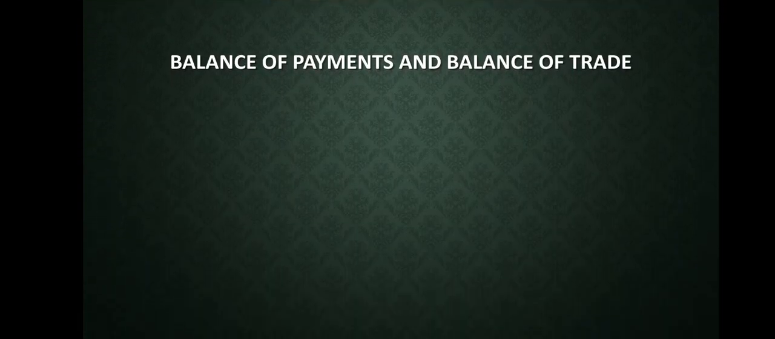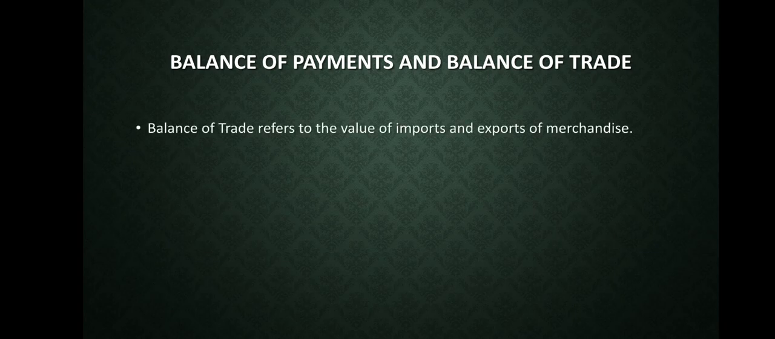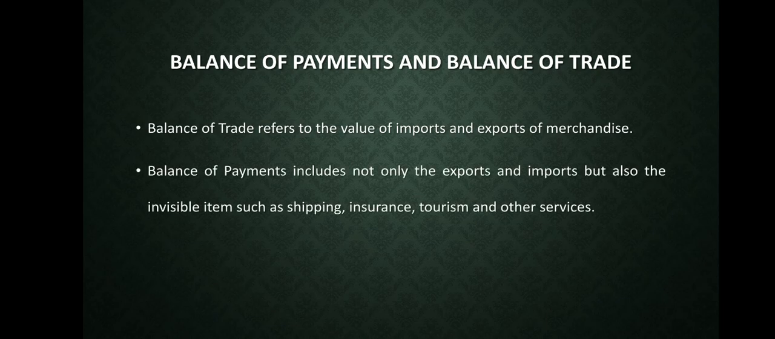Balance of payment and balance of trade. A country's balance of trade is different from its balance of payment. Balance of trade refers to the value of imports and exports of merchandise. Balance of payment includes not only the exports and imports but also the invisible items such as shipping, insurance, tourism, and other services. It includes all debit and credit items for which the country makes and receives payments during a given period.